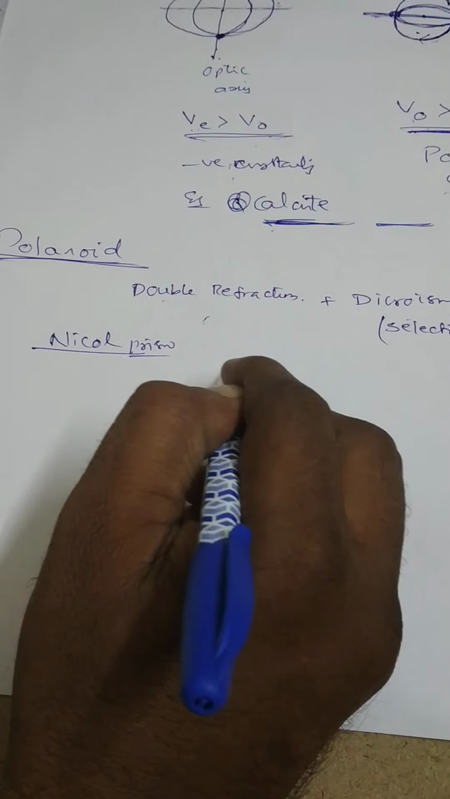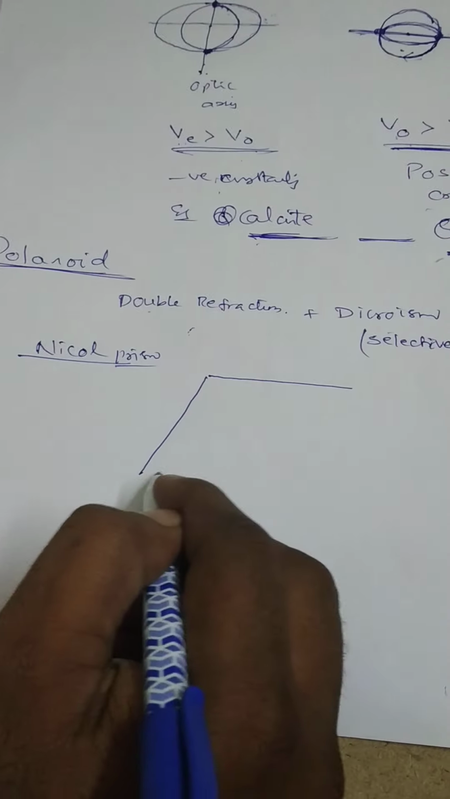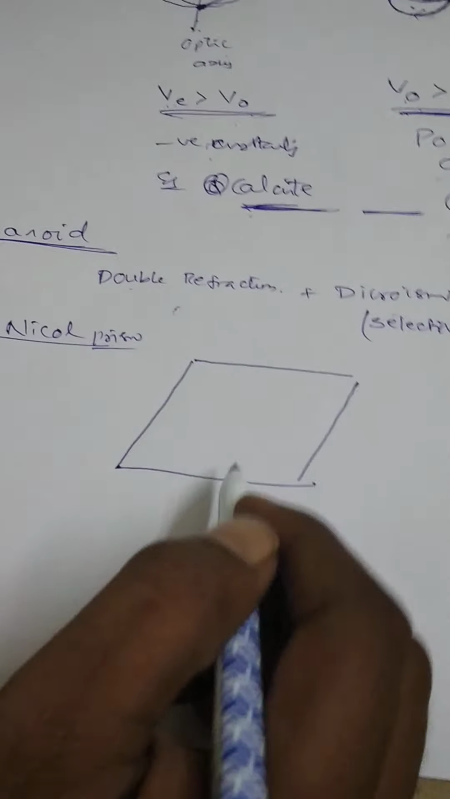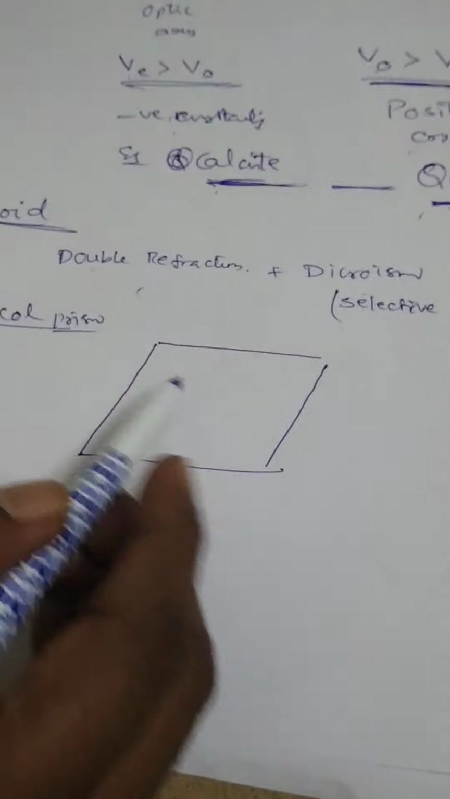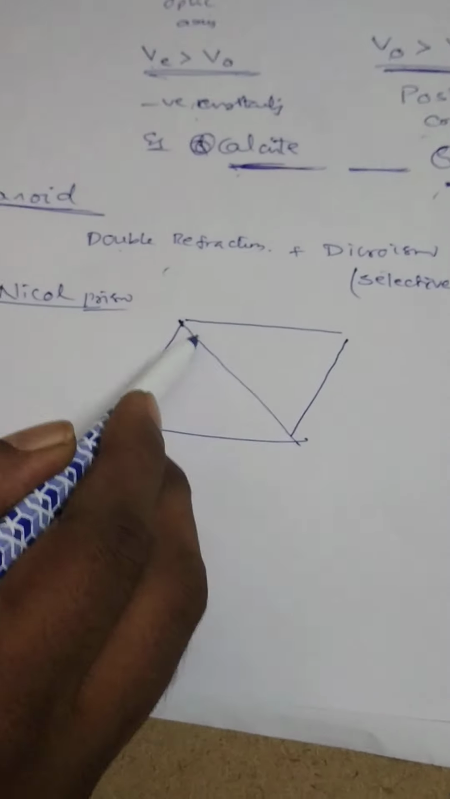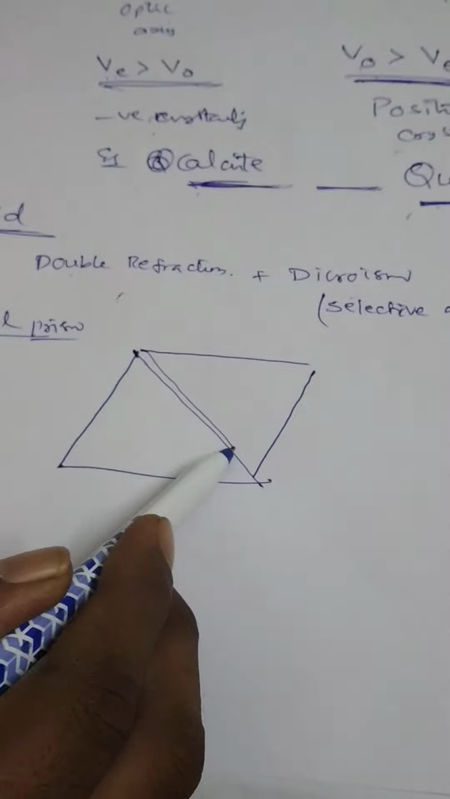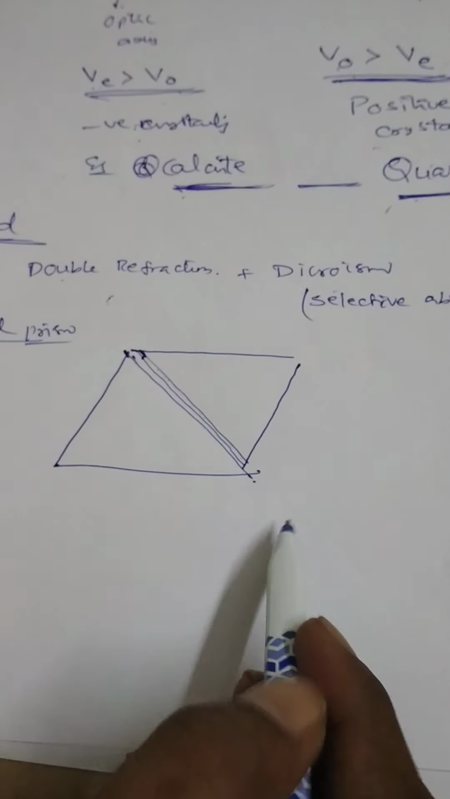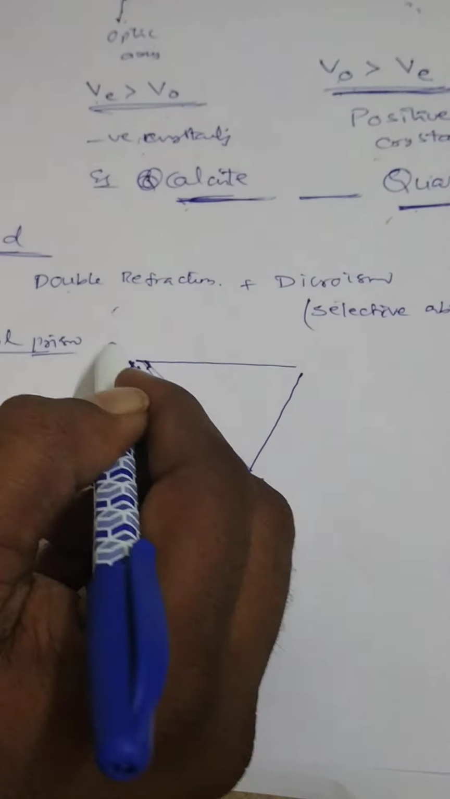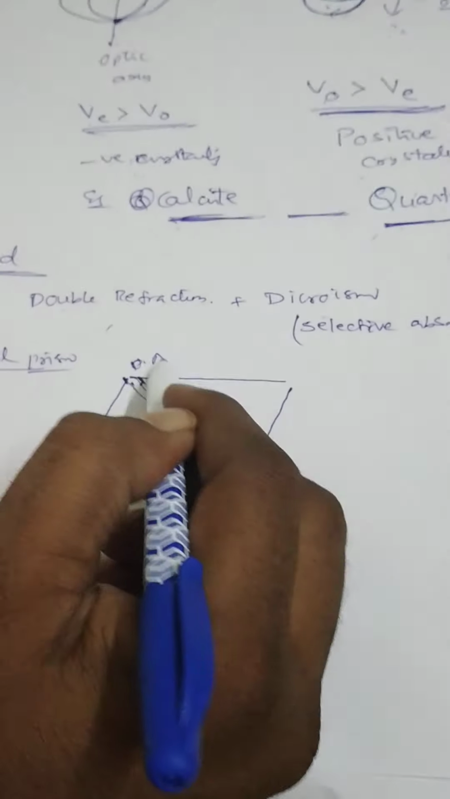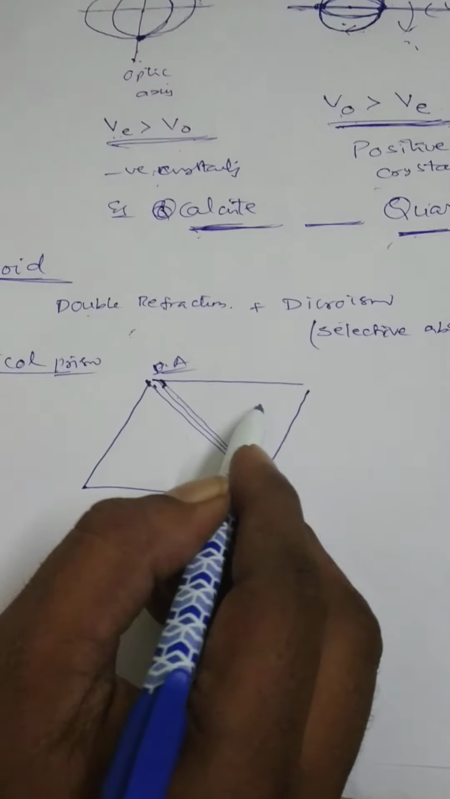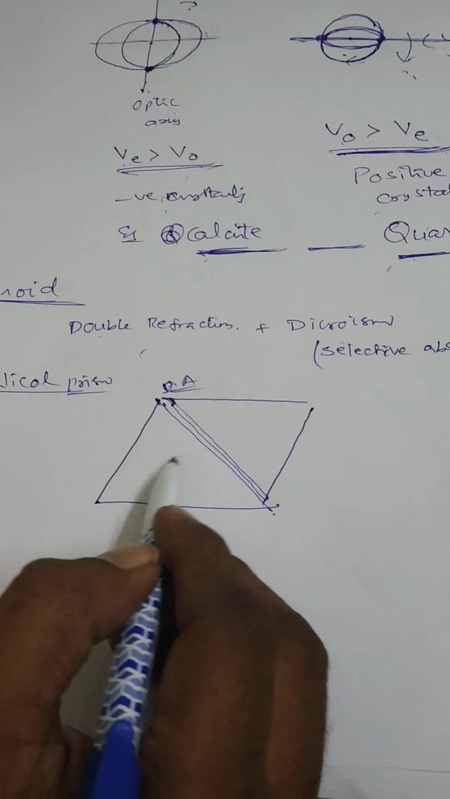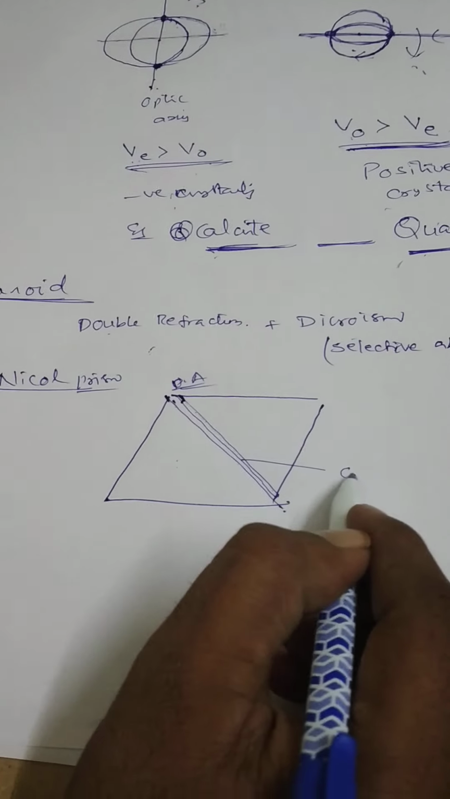In case of a Nicol prism, the prism is cut into two equal parts along the optic axis. Suppose this is the optic axis. These two portions are again joined using a Canada balsam layer.